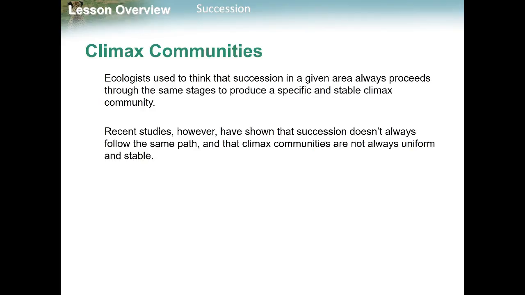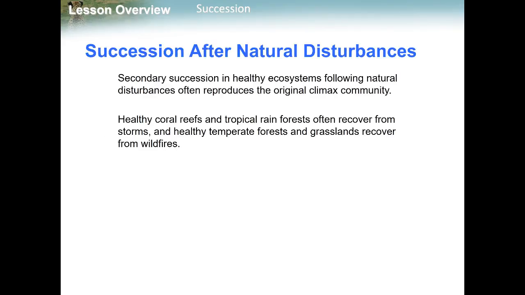We know that when an area is pretty stable, that succession doesn't always follow the same path as we learned in primary succession and secondary succession. And we have also learned that these, what we think are stable climax communities, are not always uniform and stable. There are changes that happen within them. One of the causes of change could be a natural disturbance.